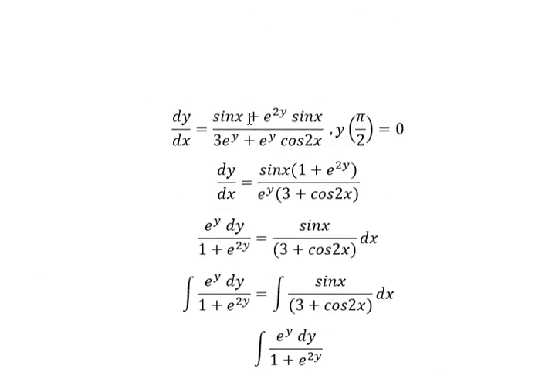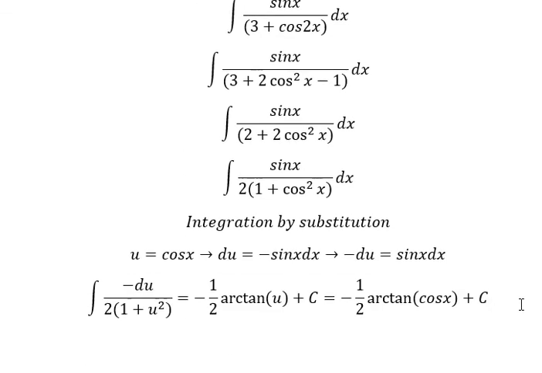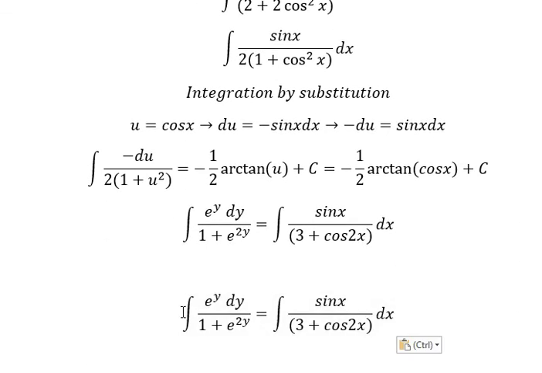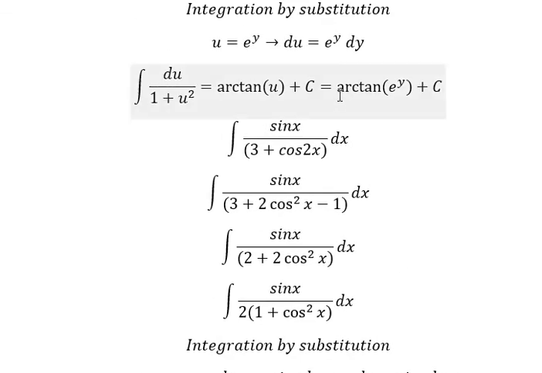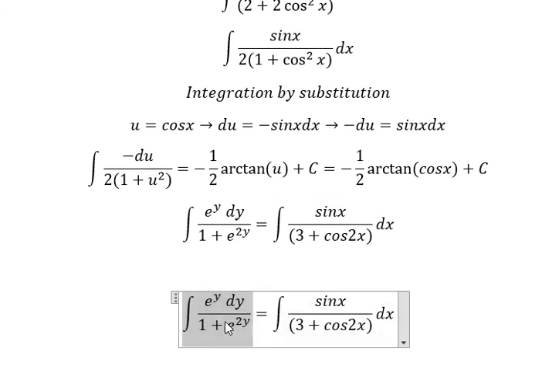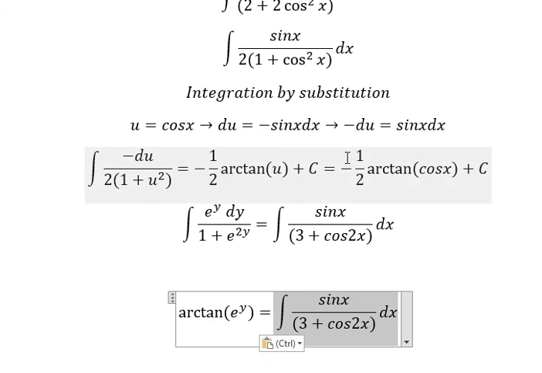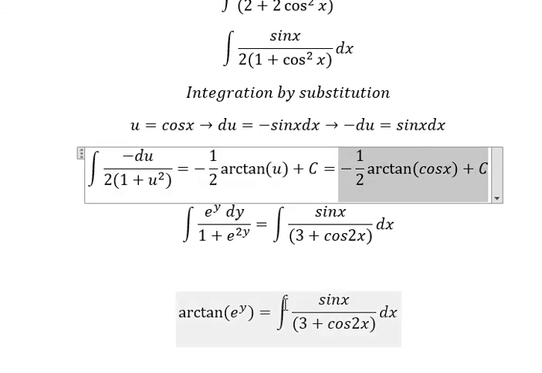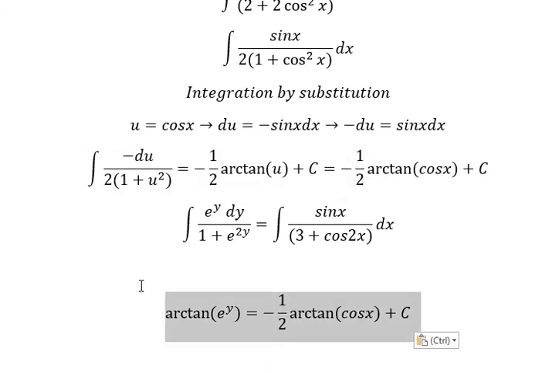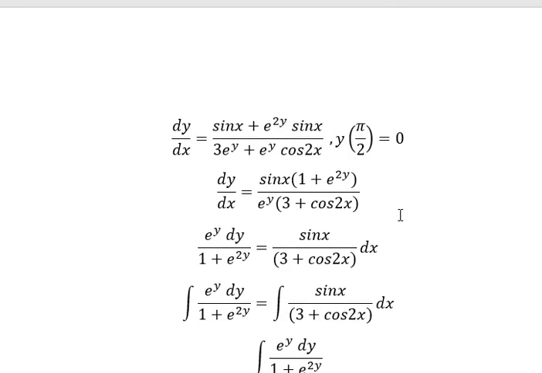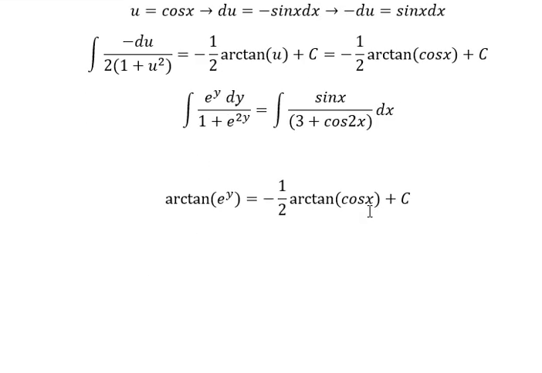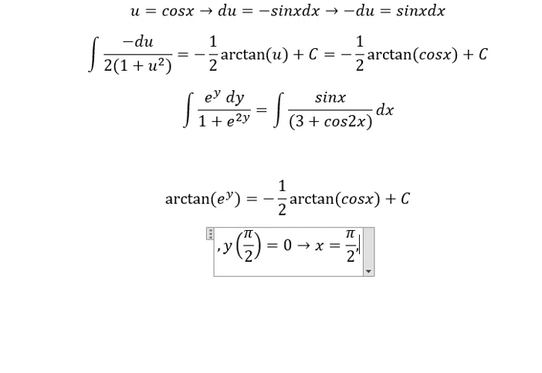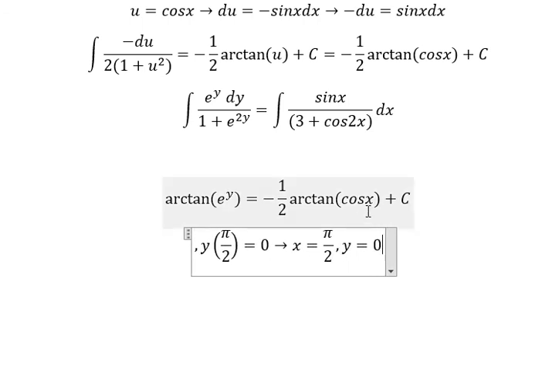Now we go back to this one. This integration is this one, and this integration is this one. Now we have the conditions. When x equal to pi over 2, y equal to 0. So we put the values in here to find the value of the constant.